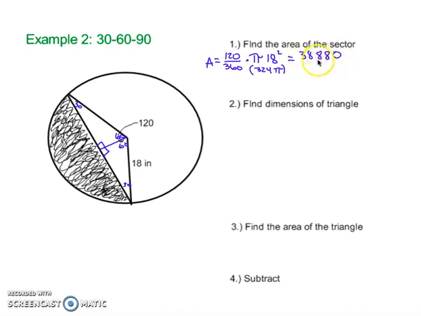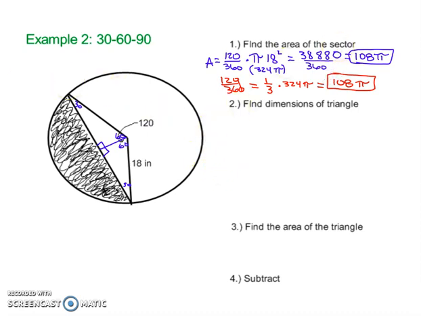38,880 divided by 360. And that gives you 108 pi. If I were to reduce this down, we could take 120 divided by 360. Again, we can cross off these zeros, and that equals 1/3 times 324 pi. And that, when you plug it in, will also give you 108 pi.